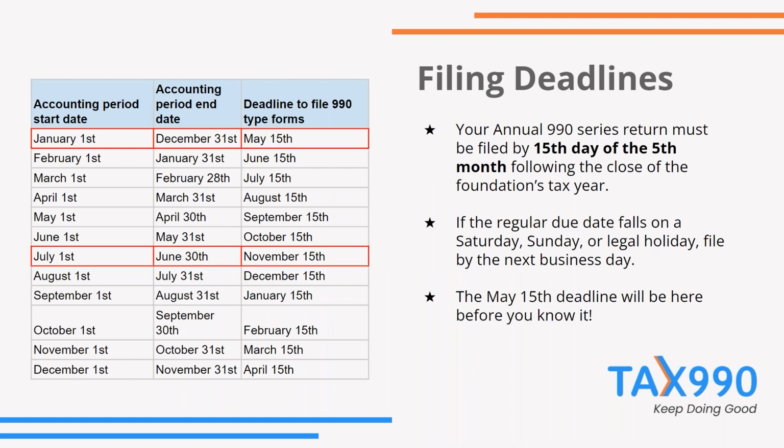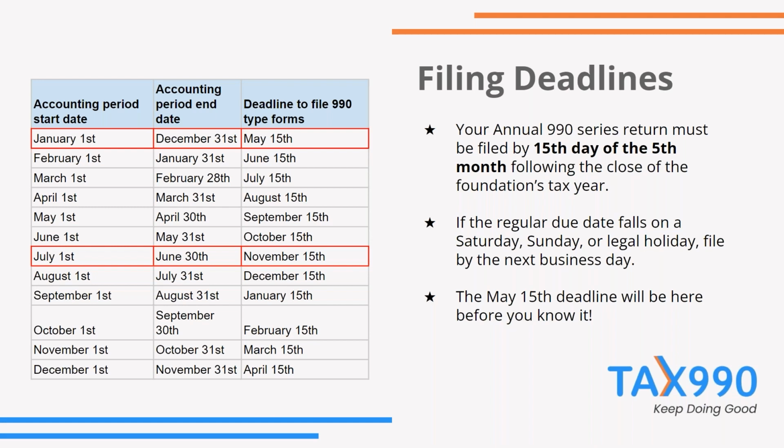990 series return deadlines are based on the organization's tax year. Your annual 990 series return must be filed by the 15th day of the 5th month following the end of the organization's tax year. Right now, we're focusing on a May 15th deadline. If the 15th of the month falls on a weekend or federal holiday, the deadline is moved to the next business day.